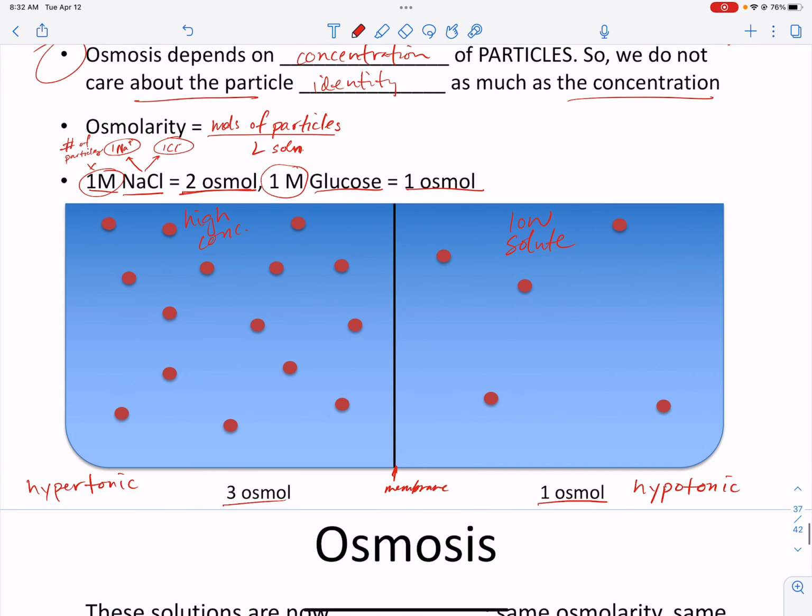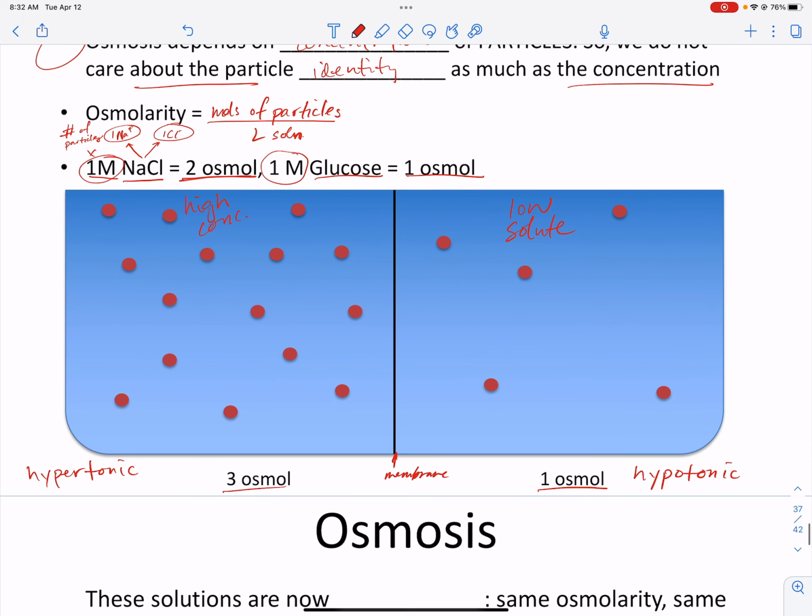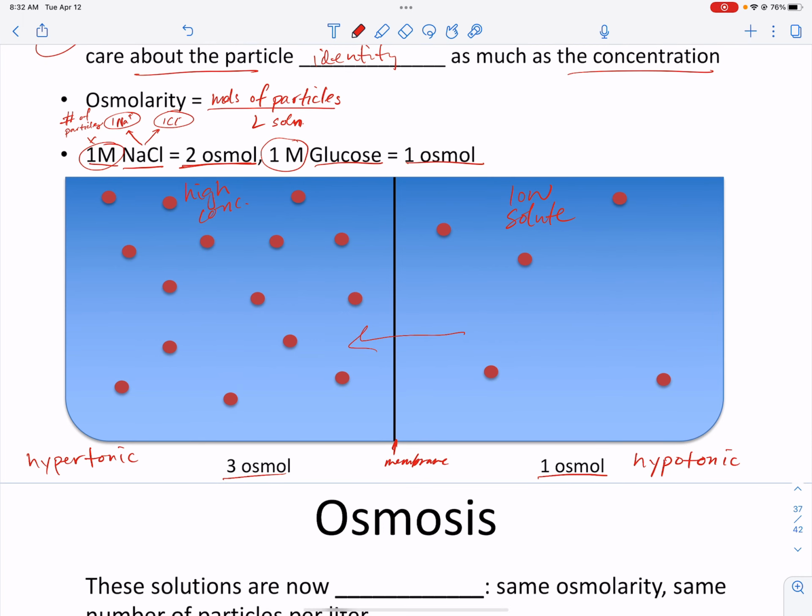Okay, so now if I ask you, if osmosis is going to run across this membrane and the solvent's going to move, which way would it move? And what would these pictures look like in the end? Which way would it move? Would the solvent move this way, or would the solvent move this way? To the right or to the left? So write your answer down.